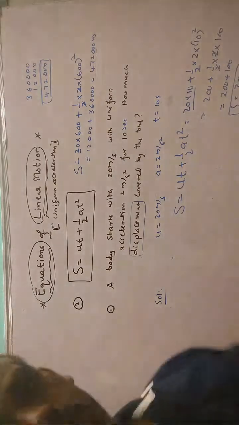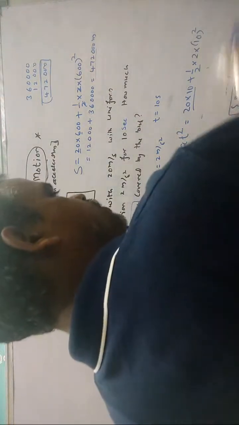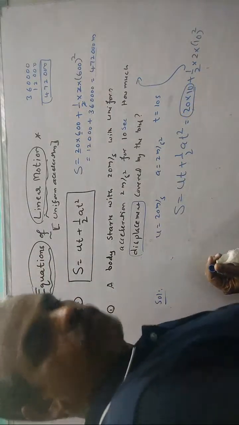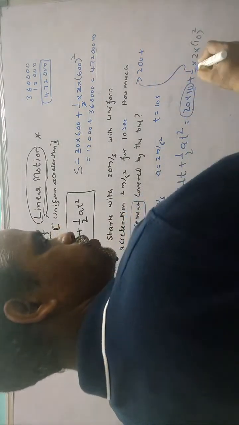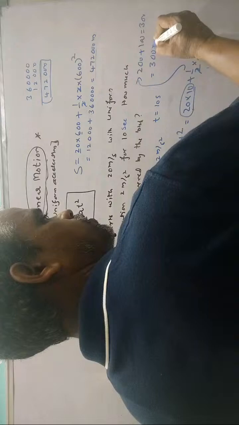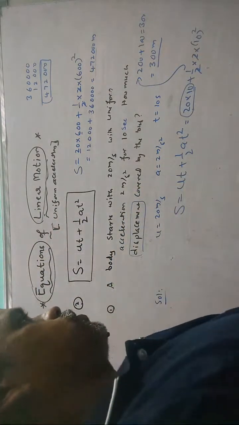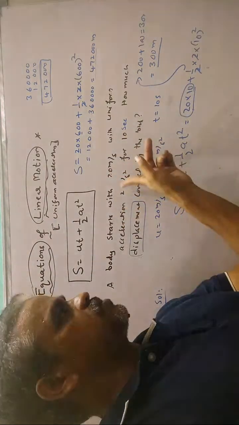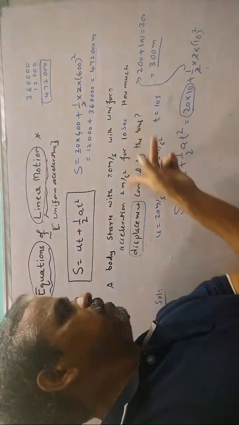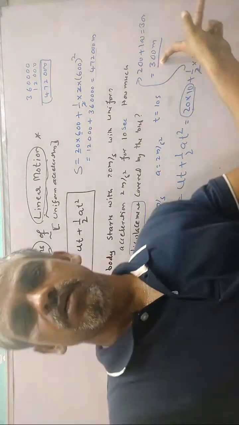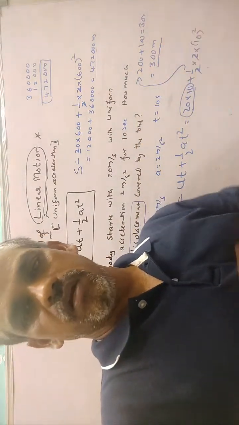Is it visible for you? Okay, up to here just substitute. I will do here simple: 20 into 10, 200, plus 100, 300, that is equal to 300 meter. So if a bus starts with 20 meter per second with uniform acceleration 2 meter per second square for 10 seconds, the displacement covered by this bus in 10 seconds is equal to 300 meter.